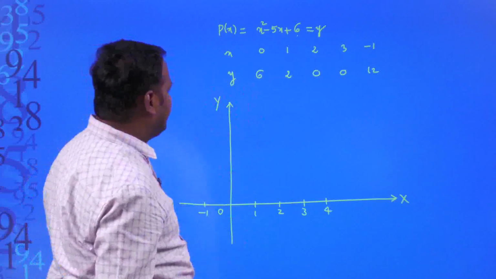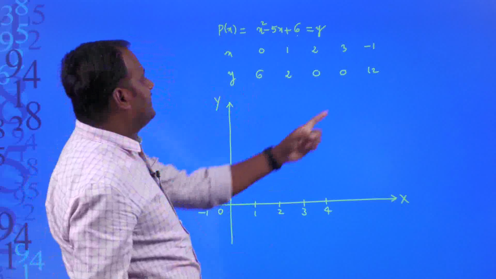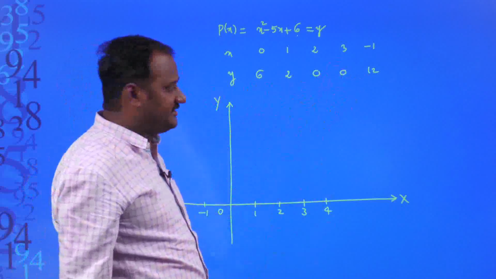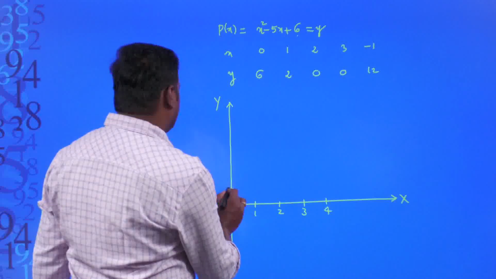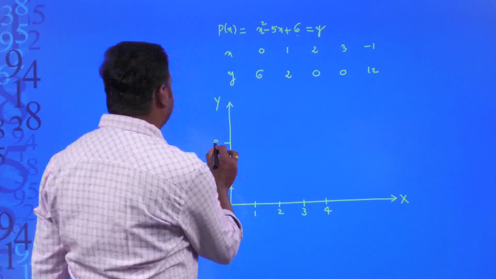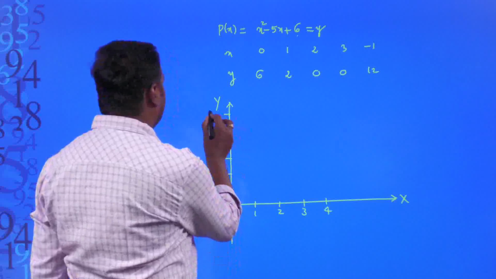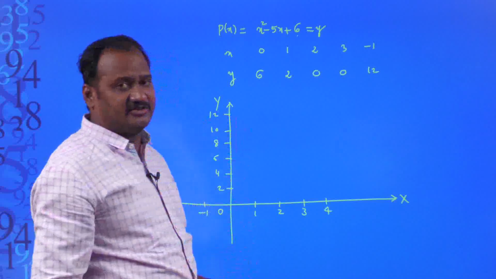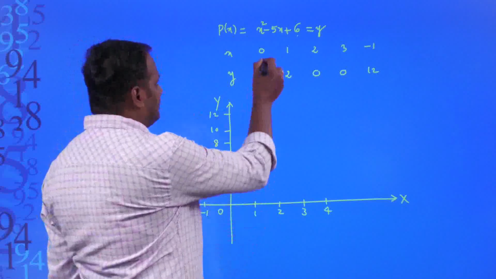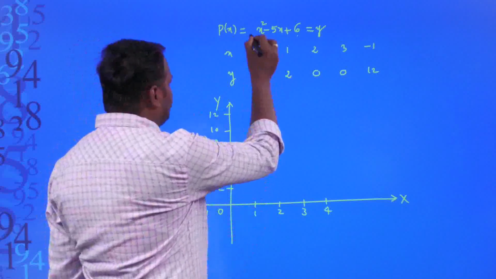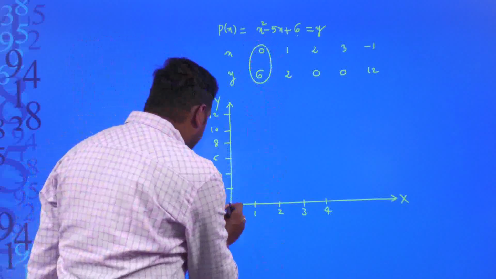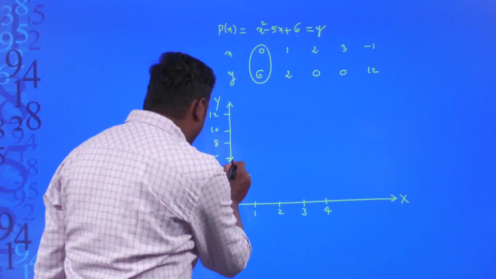Coming to the value of y, what is the maximum value of y? Maximum value of y is equal to 12 and there is no negative y, right? So I am taking this is 2 and 4 and 6 and 8 and 10 and 12. So taking 1 centimeter is equal to 2 units. I am going to plot these points now. So the first point is when x is 0, y is equal to 6. So this is my first point.